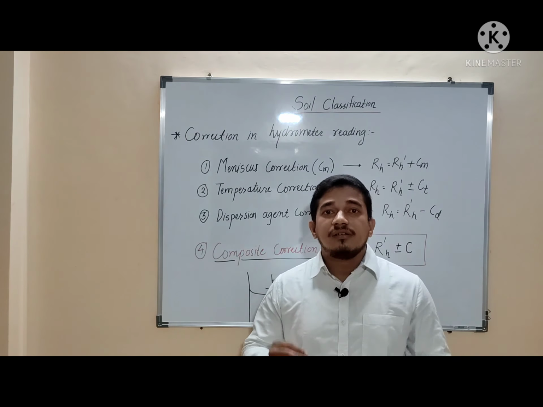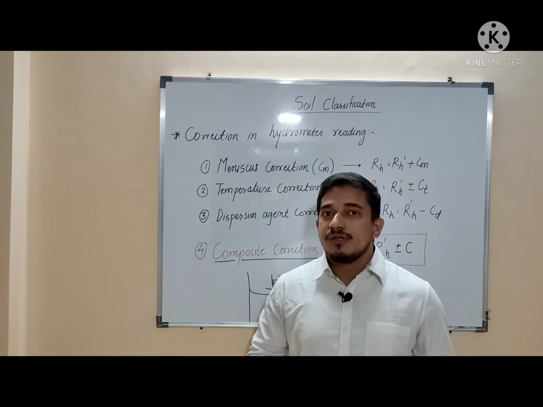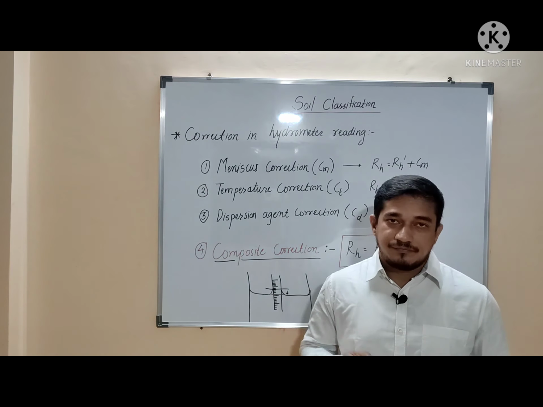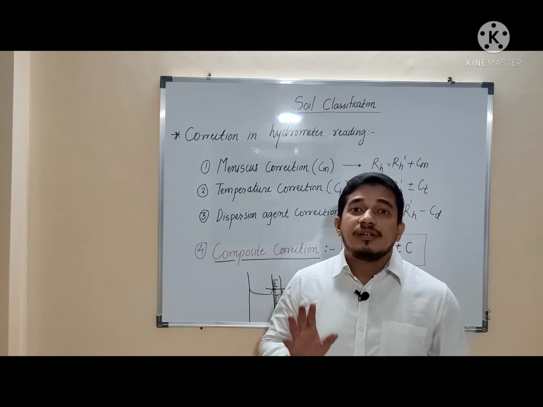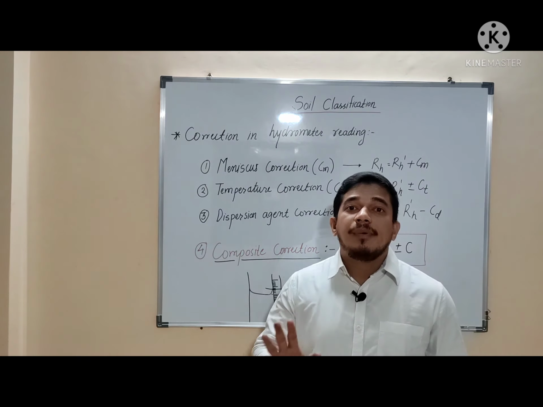In another case, if the temperature is below 27 degrees centigrade, the soil suspension will be heavy, or the specific gravity of the soil suspension will be more. So in such a case, the temperature correction will be negative. So this is all about the temperature correction. The temperature correction can be positive or negative depending on the temperature. Generally, the temperature correction is obtained from the chart which is provided by the manufacturer.